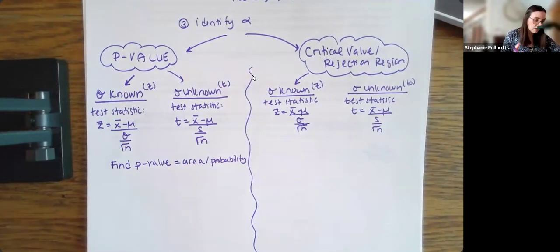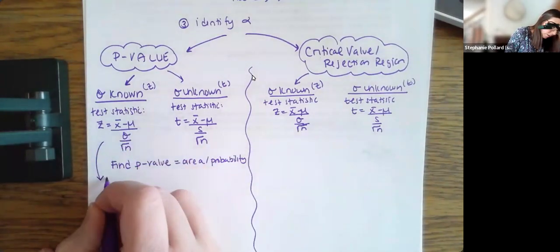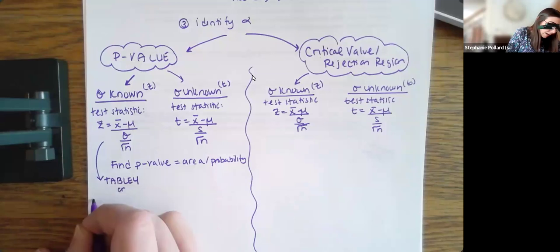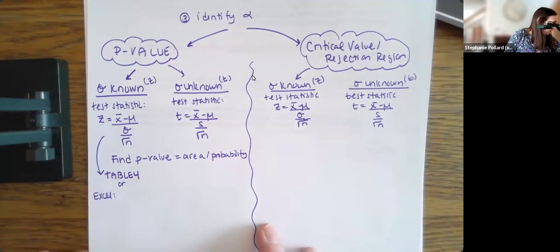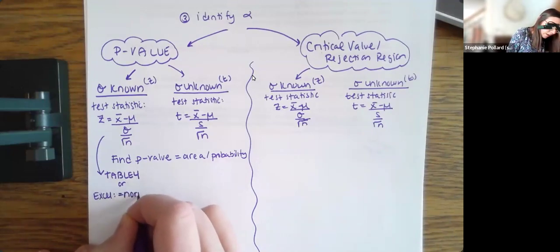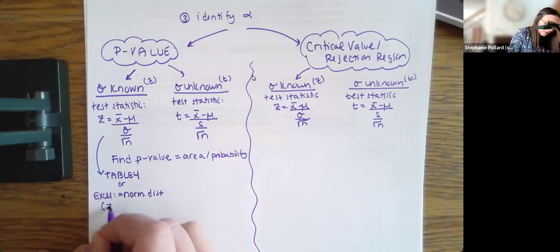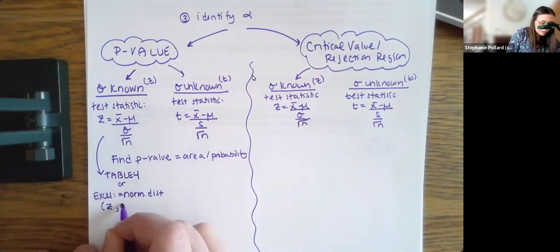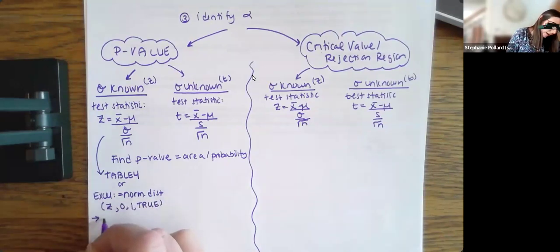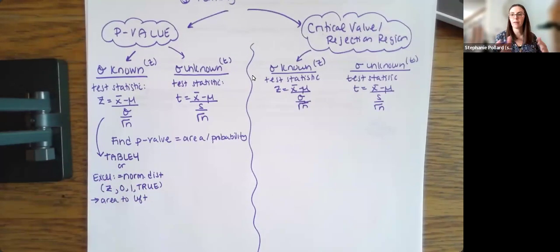But here, if you're using this version, you either use table 4 in the text, or if you're using Excel, just as a reminder, the formula is NORM.DIST, for distribution. You put in your z from your test statistic, the mean and standard deviation, and the word true. And this always gives you the area to the left. The same thing for table 4; it also gives you the area on the left.